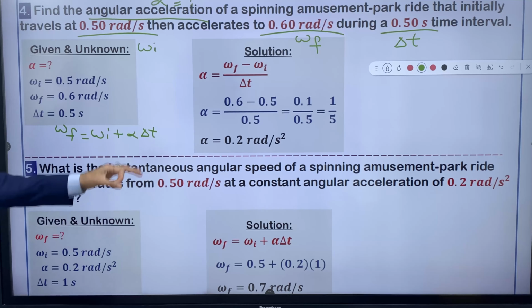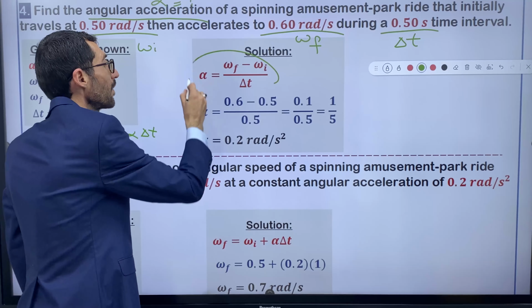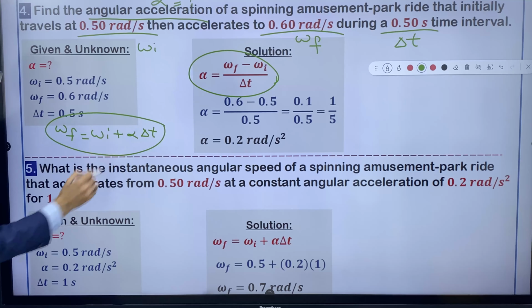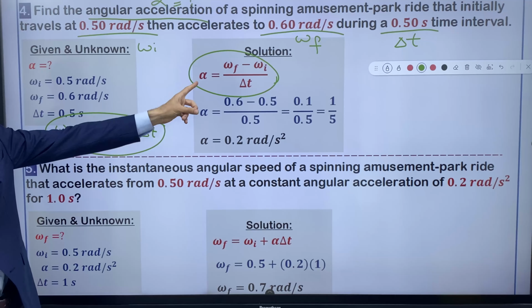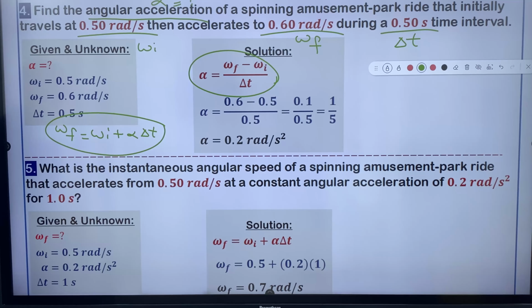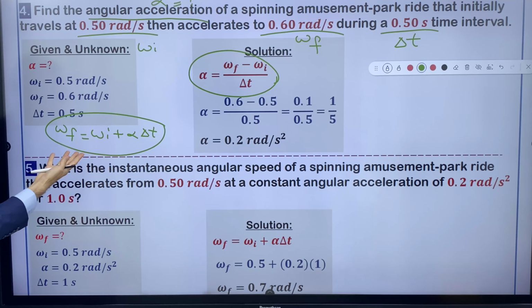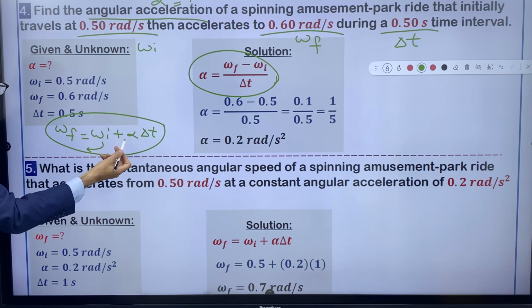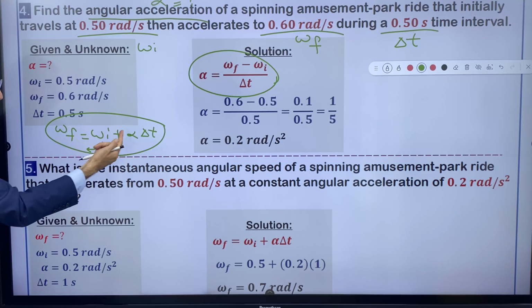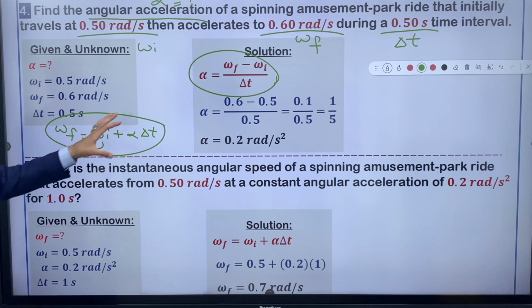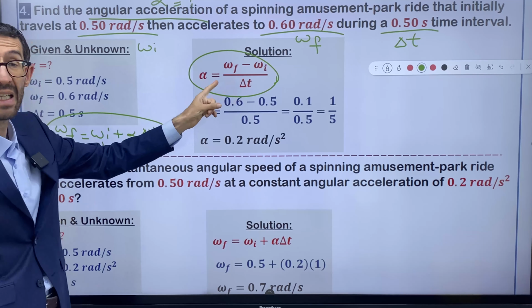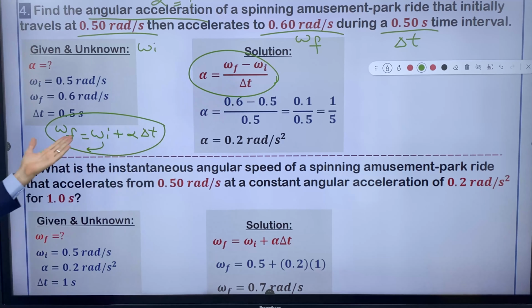Let's check the answer, right? Is this equation different from this equation? No. It's just a rearranging of this equation. We just rearranged it, right? So this is the origin of this rule. I wanted to bring omega I here, it becomes negative, and solve the equation for alpha. Alpha becomes omega f minus omega I divided by delta t. So this is the origin of this equation. It's not a new equation, it's a rearranging of one of the four kinematic equations.